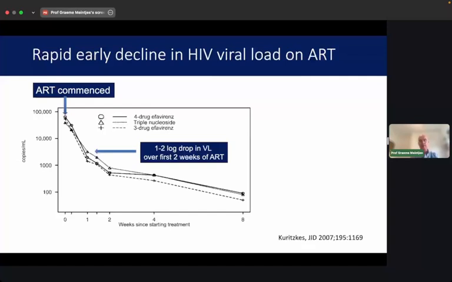And it can be faster with dolutegravir-based regimens. But that first rapid drop in viral load is by 1 to 2 log10 over the first 2 weeks of antiretroviral therapy. And this is an old study just showing for 3 different regimens a predictable drop in viral load. So 1 to 2 log means a 90 to 99% reduction in viral load in the blood in just the first 2 weeks.